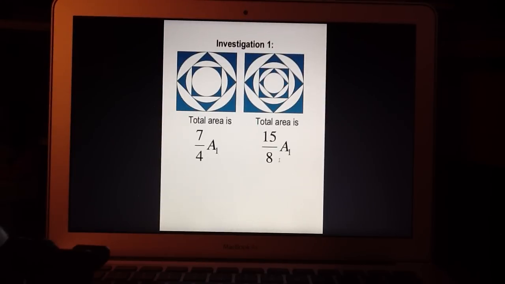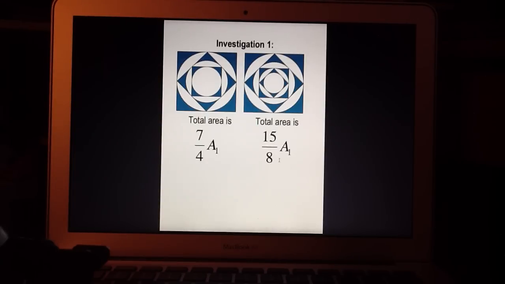For my first investigation, I wanted to see what would happen if you repeated this process. So you'll see on the left, there's the same figure, but this time there's 3 different layers or stages, and the figure on the right has 4 stages. Turns out the total area on the left side turned out to be 7/4 of the first area, and on the right side I got 15/8 of the area.